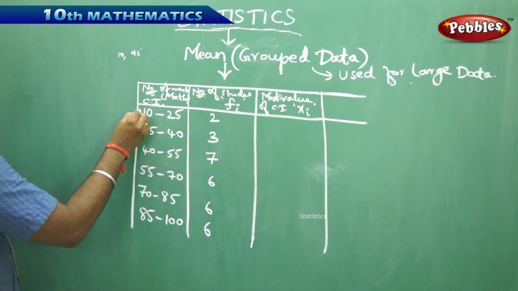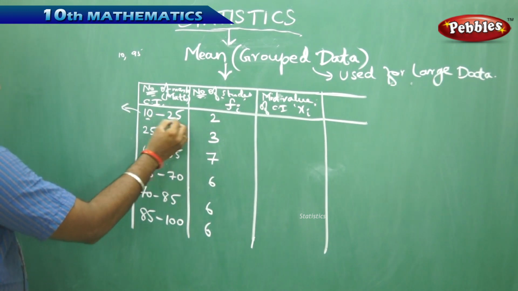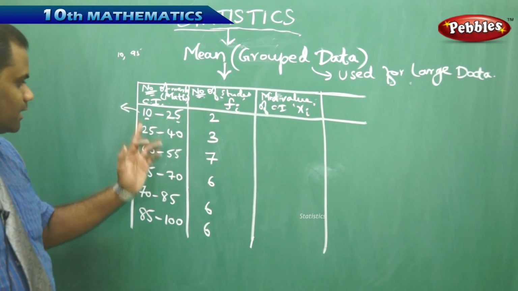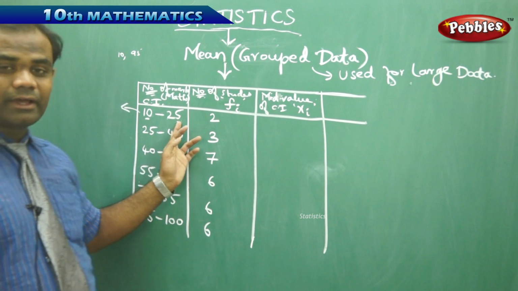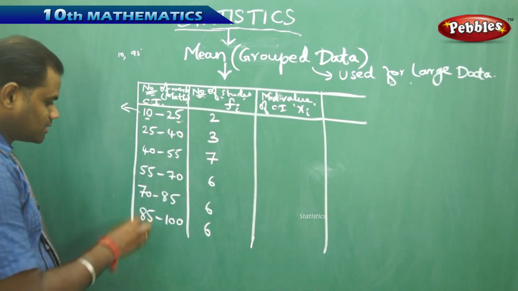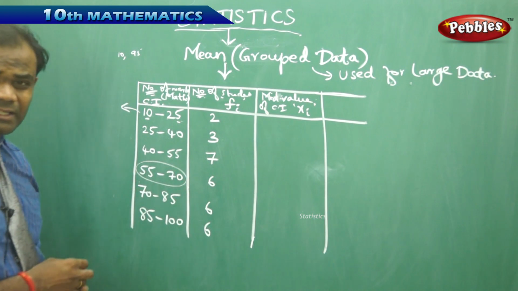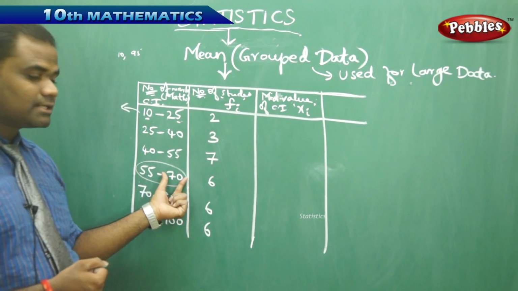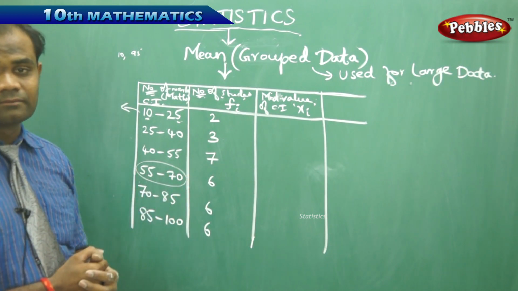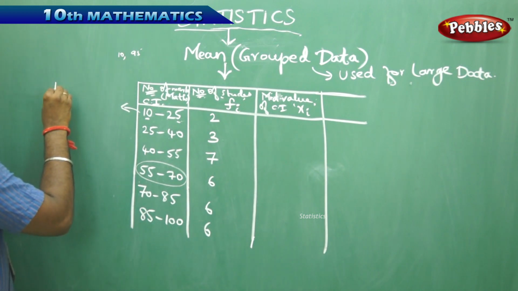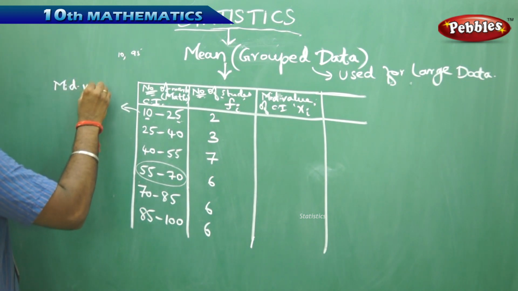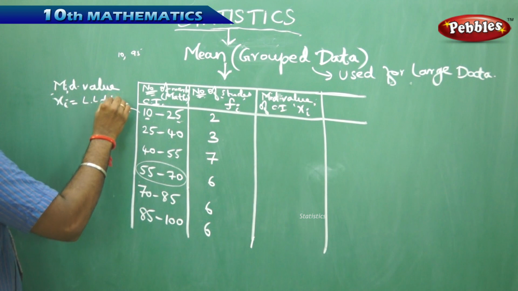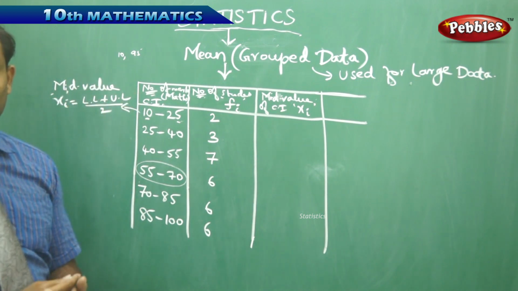If I come back to my class interval 10 to 25, this is called the lower limit and this is called the upper limit. So 10 is the lower limit and 25 is the upper limit. For the class interval 55 to 70, 55 is the lower limit and 70 is the upper limit. To find the mid value xi, we have the formula: xi is lower limit plus upper limit by 2 for that class interval.